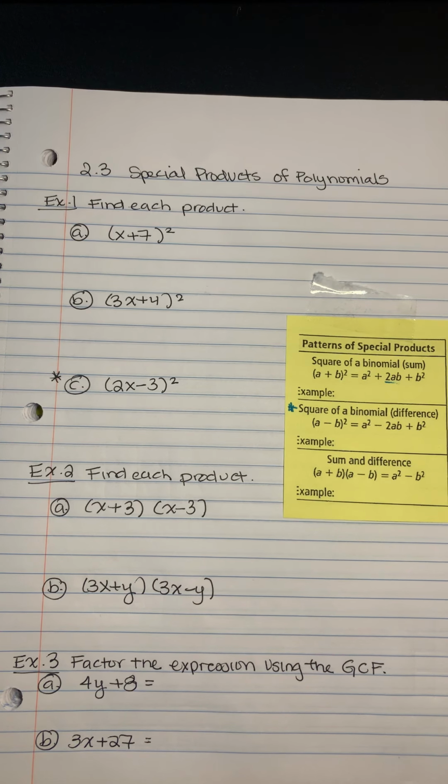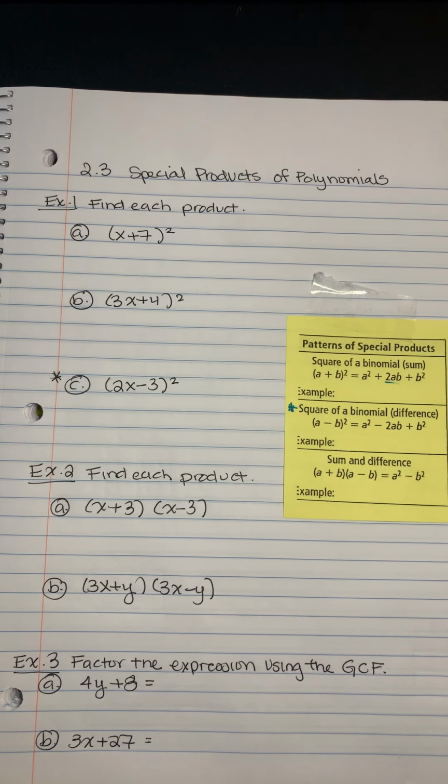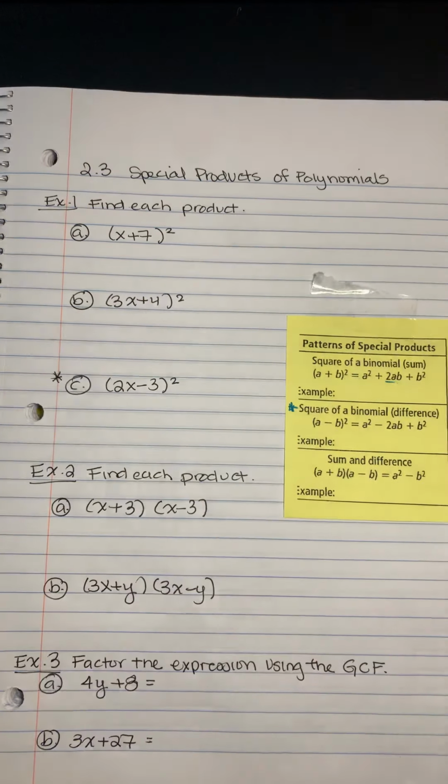Okay, so example 1 says find each product. And what's happening here is, when you're multiplying, because that's what product means, multiplication, we're looking for patterns, and this will cut down some time. If you're not comfortable, there is another way that we can go about finding each product or multiplying binomials, which we just finished that section.